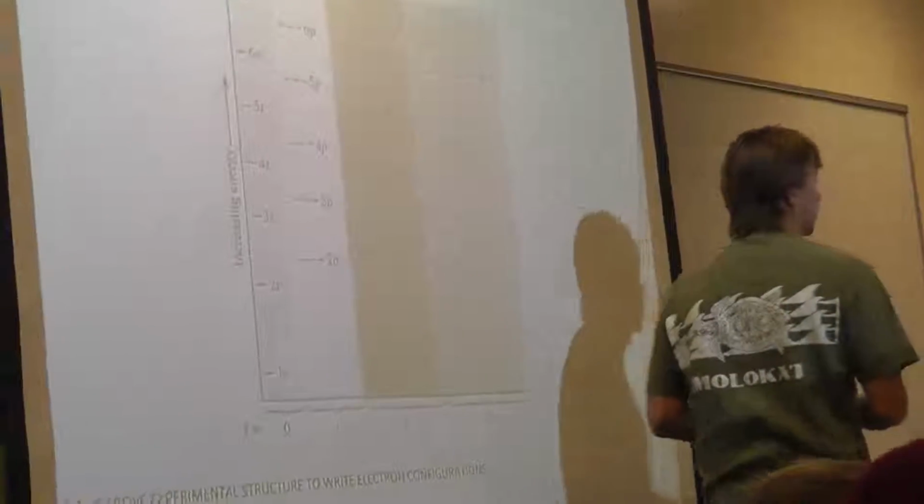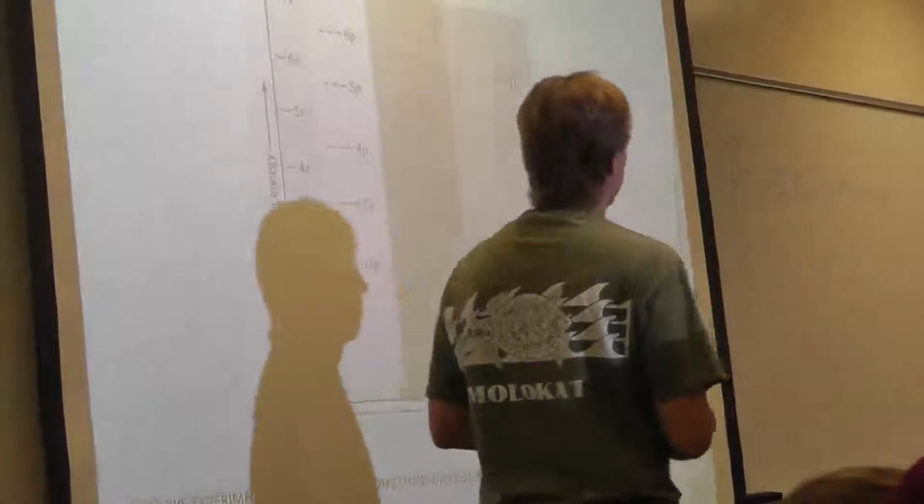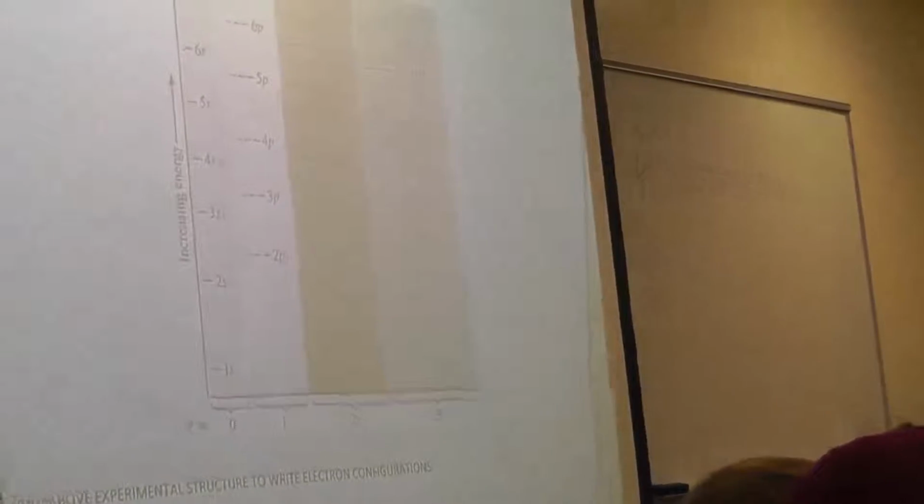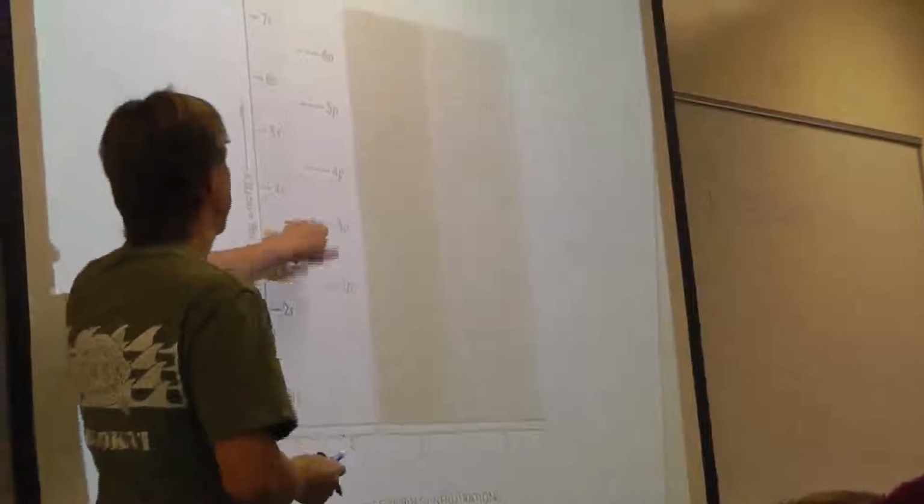This is what you should have for potassium. You fill up the 3p and then you move to the 4s, which is not what you would have predicted based on the previous diagram, but that is experimentally what happens. After the 3p, you move to the 4s. Is that what you got? Using this diagram, is that what you got? Arsenic then?